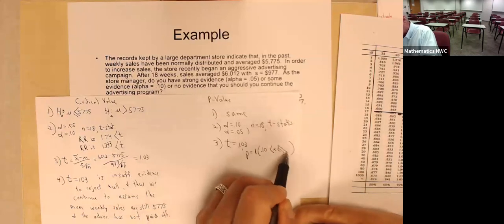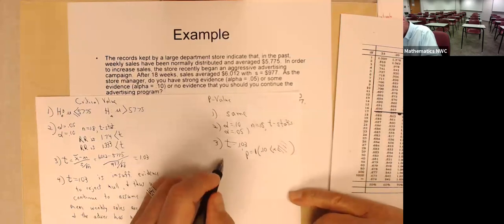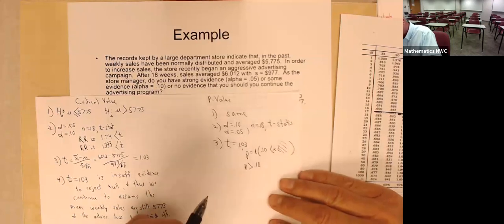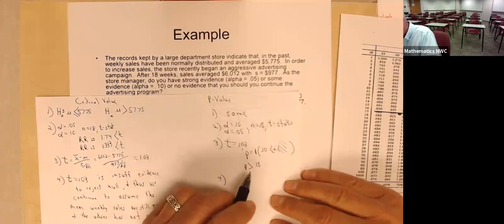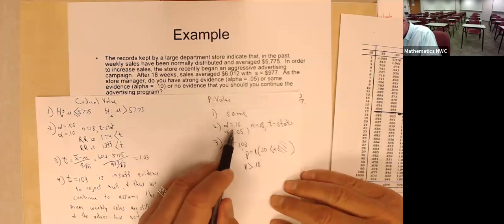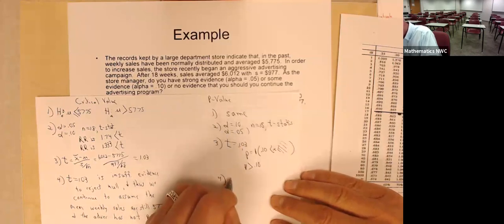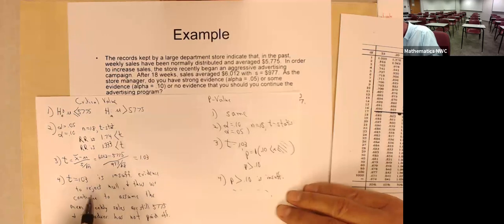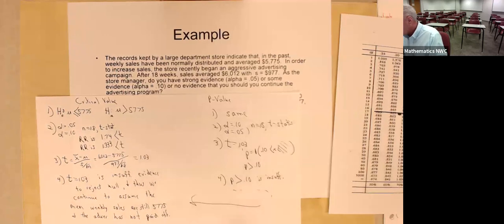We don't need the rest of this for that example. That means P is greater than 10%. Because it's greater than both my alpha levels, I cannot reject at either one. I do not have sufficient evidence at either alpha level. So therefore I say P greater than 0.10 is insufficient evidence. Same as what I had over here.